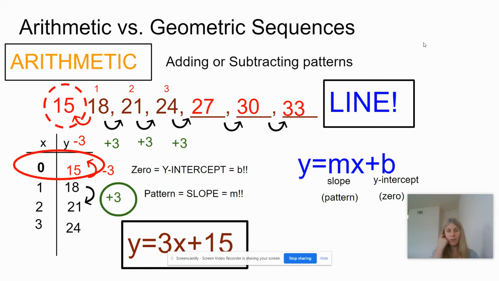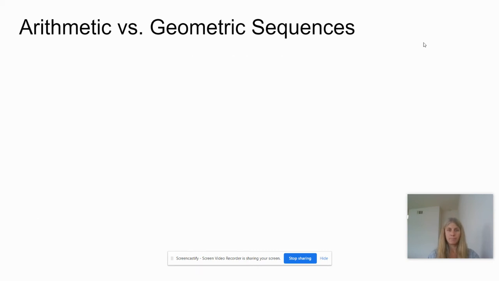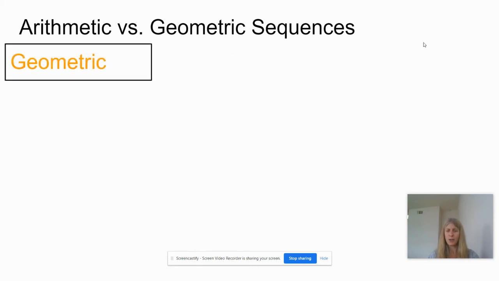So if I wanted to know what the 100th term is, I can go ahead and plug in 100 for x. 3 times 100 is 300 plus 15 is 315. So I know that 315 is the 100th term of the sequence, which is a lot faster than writing out all 100 terms of the sequence. So this is an arithmetic pattern. An arithmetic pattern is adding or subtracting. It does form a line, and we use our equation that we've been using for a line, y equals mx plus b. Now we're going to go ahead and look at geometric.